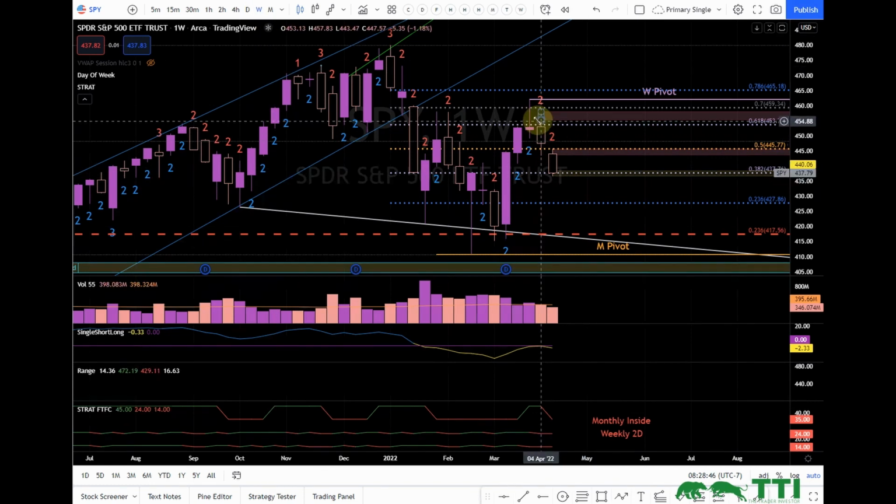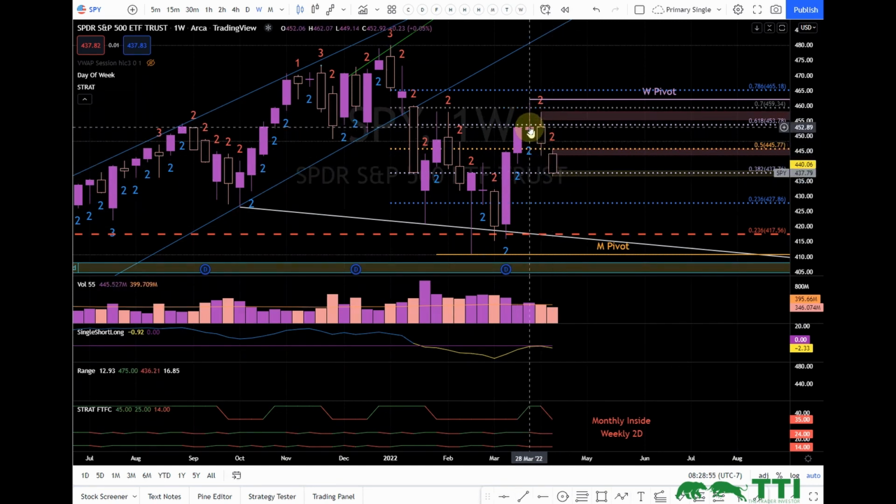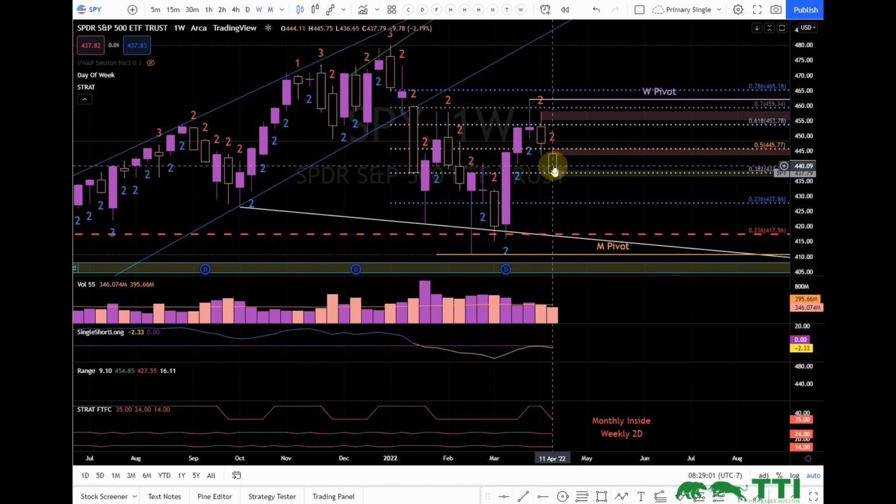Weekly, it got rejected at the 70% and it's 3 weeks down, even though this was a red week, but an inverted hammer which collapsed, 2 weeks in a row.